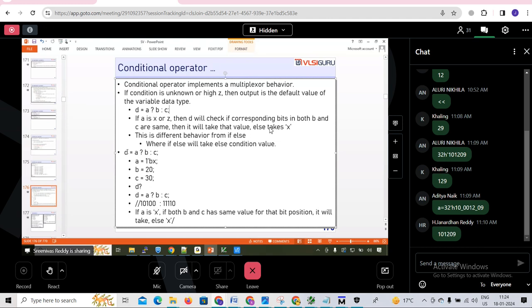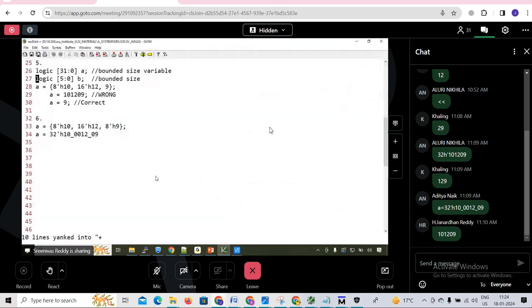Let's understand through one example. What is A here? X. A is an unknown value. So B is 20, C is 30. 20 means what in binary? 16 plus 4, right? 30 is what? Right?